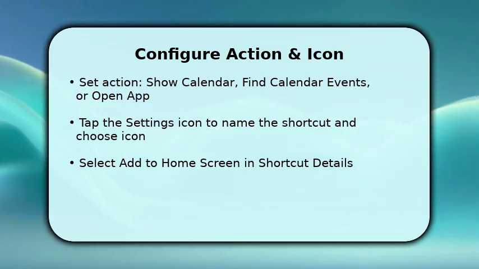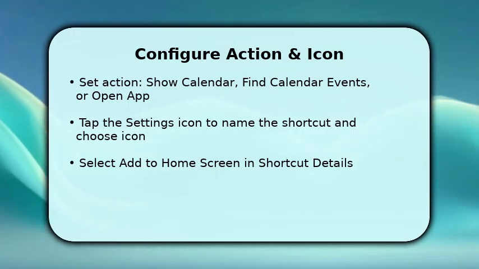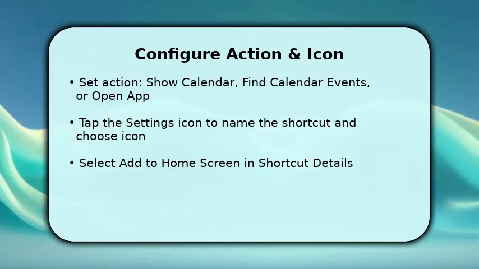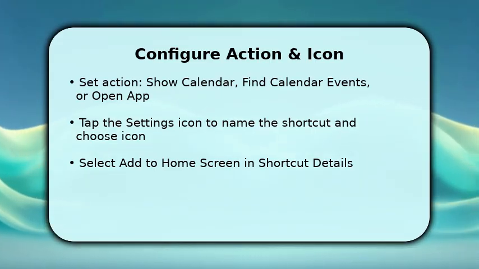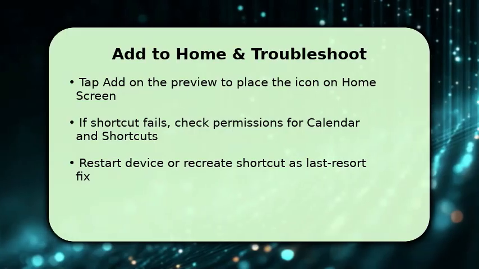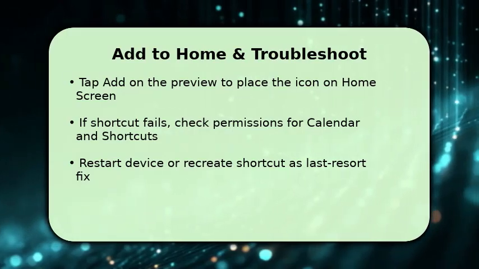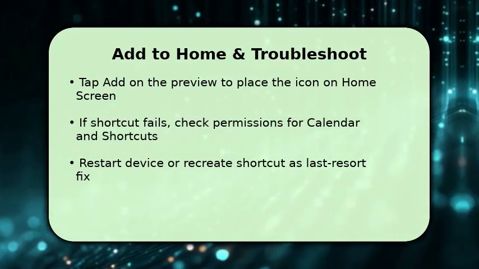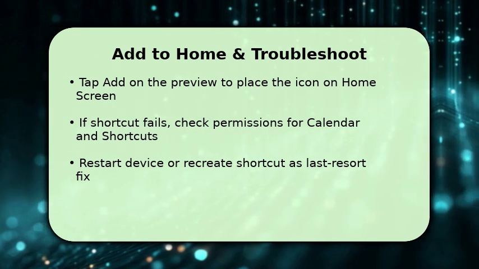Next, scroll or tap Add to Home Screen in those details so iOS prepares a web app style shortcut. Make sure the URL and icon preview look right, because that's what you'll tap from the home screen. Finish by tapping Add on the preview. The new icon will appear on your home screen and launch the calendar action when tapped. You can drag it into a dock or folder for fast access.